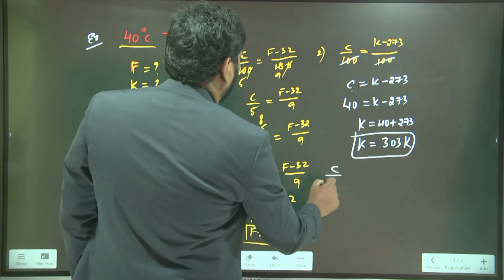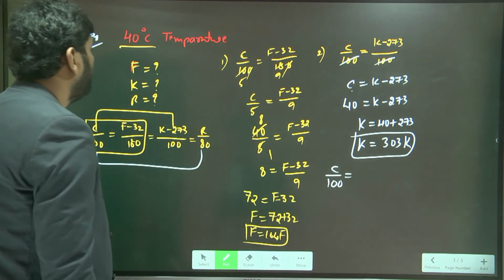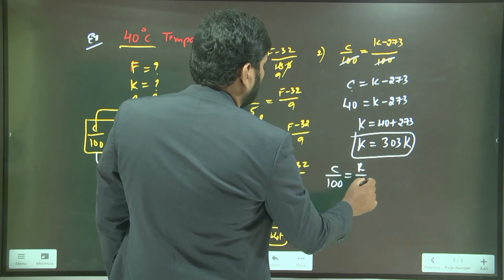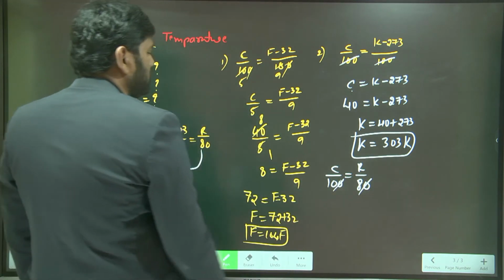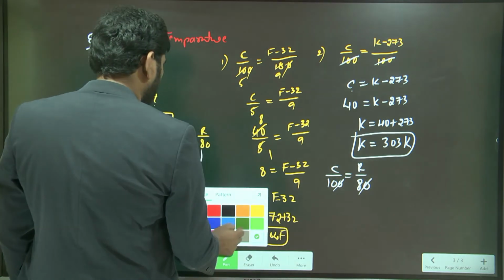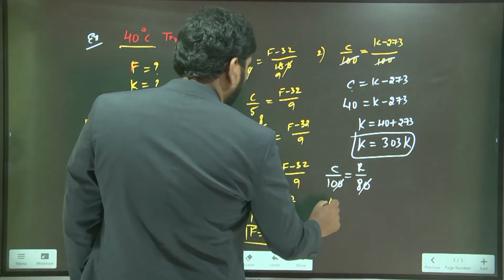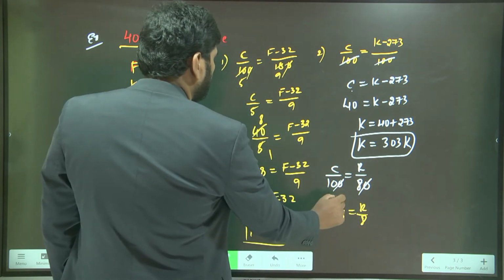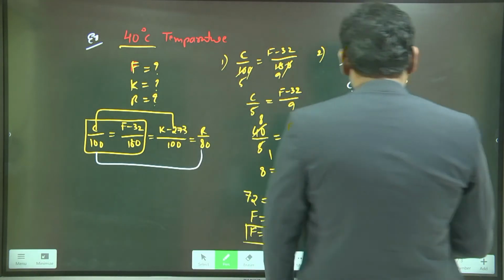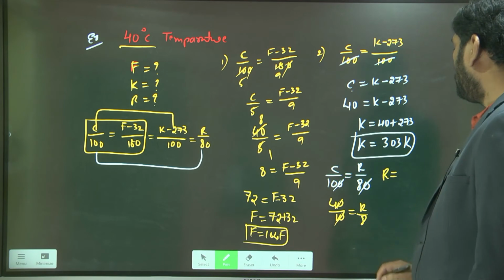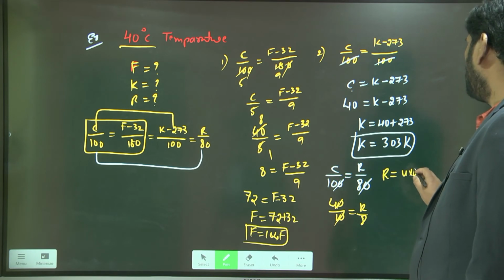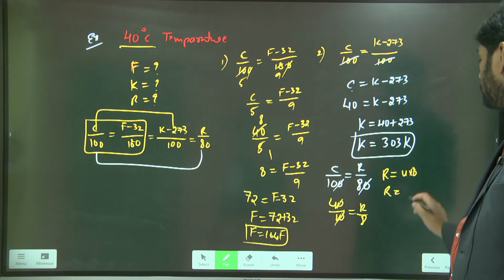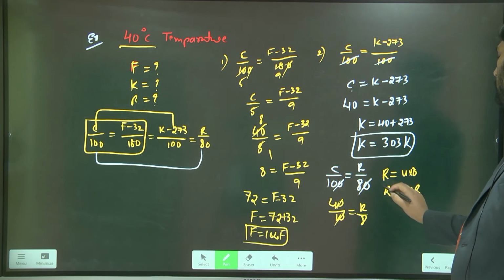C by 100 is equal to what? Very good, R by 80. The zeros get cancelled. What is the C value? 40 by 10 is equal to R by 80. The zeros get cancelled. R is equal to 4 into 8. 4 eights are 32. 32 R is our answer.